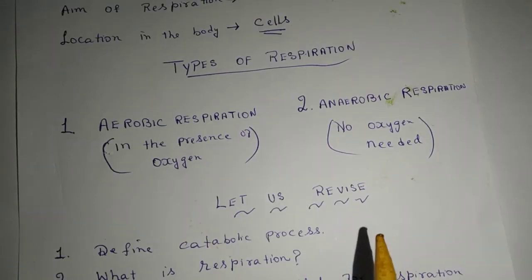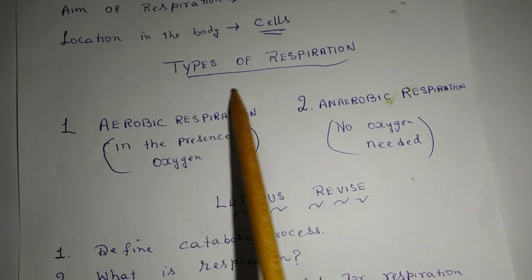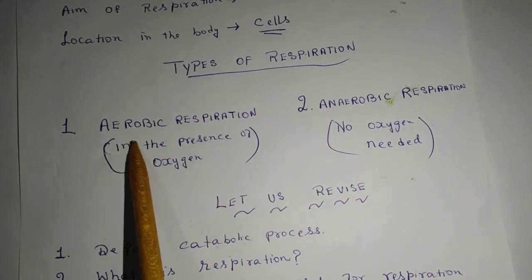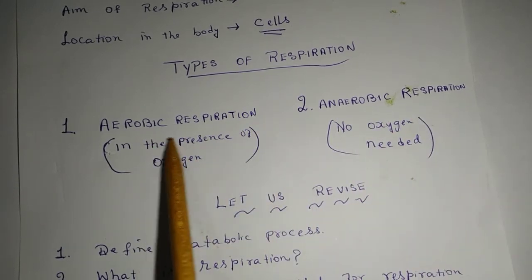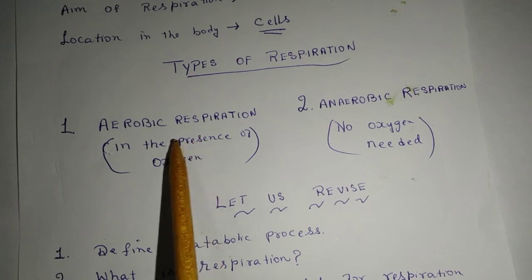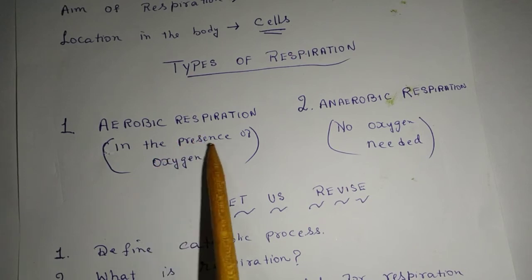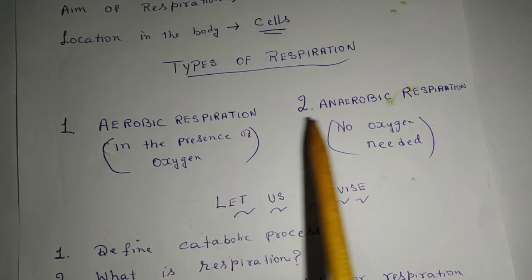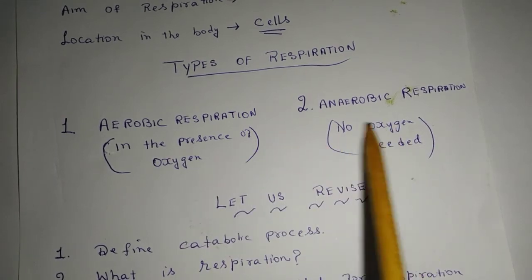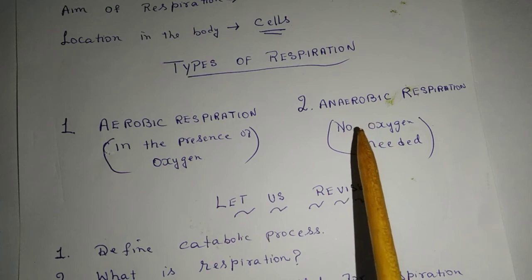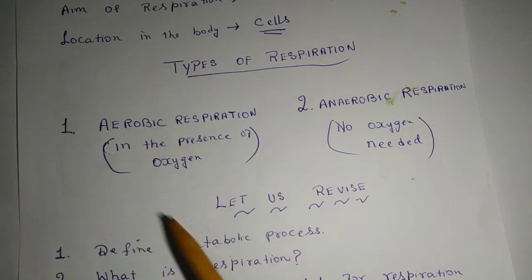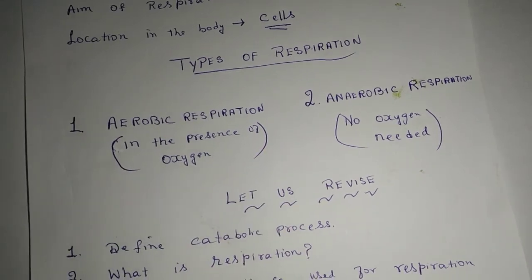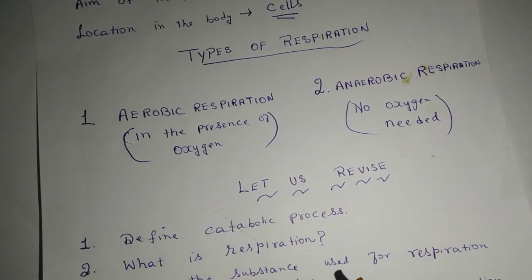And the respiration process is of two types. You see the types of respiration. Type 1 is aerobic respiration, and type 2 is anaerobic respiration. In aerobic respiration, respiration occurs in the presence of oxygen, whereas in anaerobic respiration, there is no need for oxygen to be available to perform this respiration. So you may get questions like define aerobic respiration or anaerobic respiration.